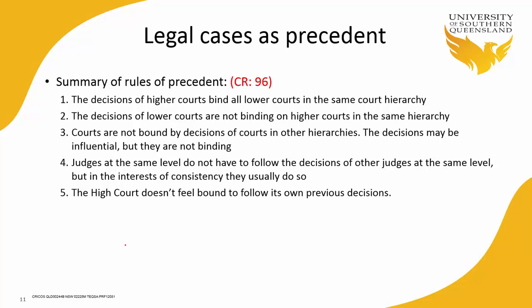and the last one that you need to remember is that the High Court of Australia does not feel bound to follow its own previous decisions, even though they will have this idea that they will follow the decisions of other judges at the same level, because the High Court of Australia is the highest and final appellate court in the land. They will have to be able to have this flexibility of not feeling bound to follow their own previous decisions. But again, 4 and 5 together mean that they are going to look favorably at these previous decisions.